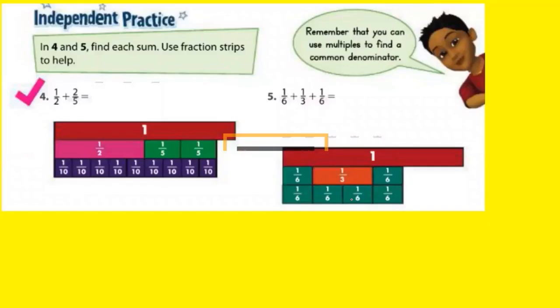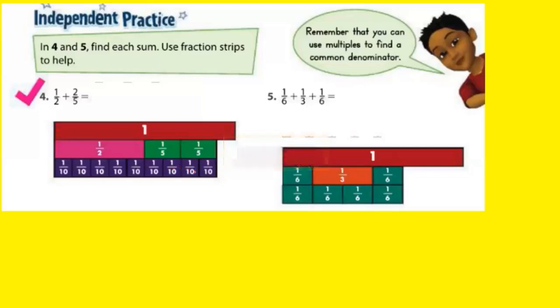Okay, another section in our lesson, which is independent practice. Numbers 4 and 5: find each sum, use fraction strips to help. As you see in front of you, we have number 4, 1 over 2 plus 2 over 5. All of them will equal 1. This is the half in pink color. It equals 1, 2, 3, 4, 5 over 10 strips. And this is 2 over 5 in green color. They equal 1, 2, 3, 4 over 10 strips.